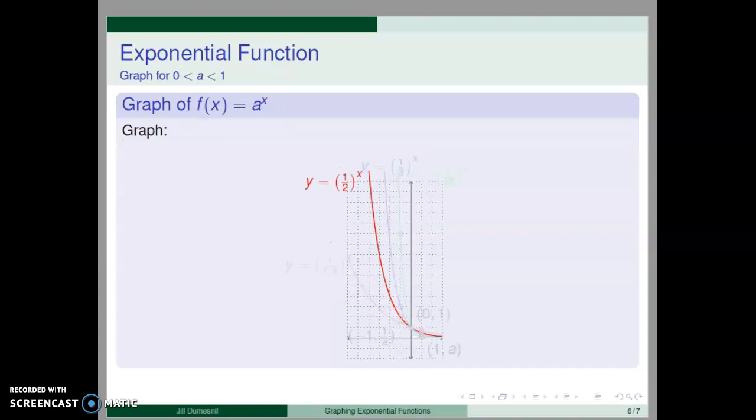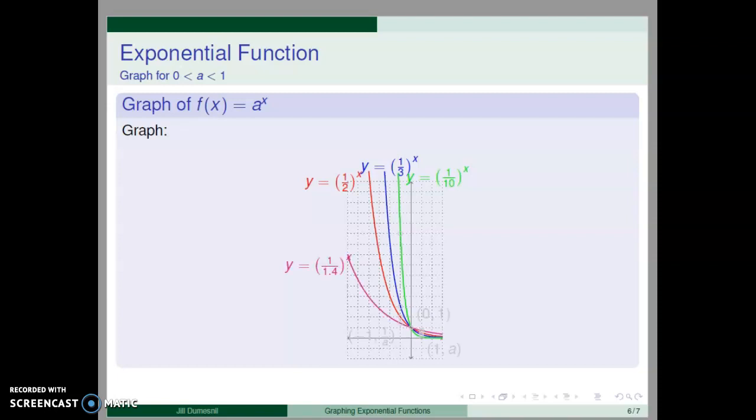In general, the shape of f of x equal a to the x with a fraction between 0 and 1 has this same basic shape. We just plotted y equal 1/2 to the x. The graph of 1/3 to the x is similar, except steeper for negative x values and flatter for positive values of x. Similarly, the graph of y equals 1/10 to the x is steeper for negative x values and flatter for positive values of x.